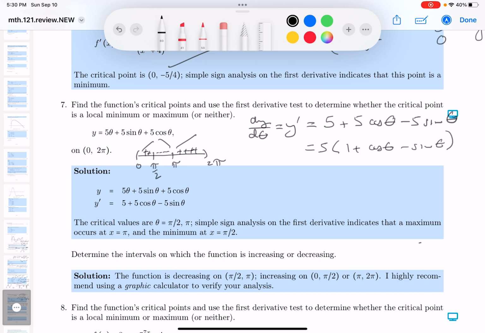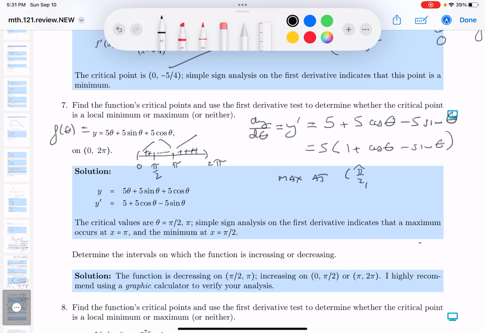On this open interval, I know I have a max at, this is local by the way, at the point pi over 2. I'm going to call this f of theta. And then I'm going to say f of pi over 2. Now, if you want to compute that, you can. I don't really need to. And then it's going to be a min at pi, f of pi. And again, if you want to compute that, you can. So let's take a look at the notes and see what happens.